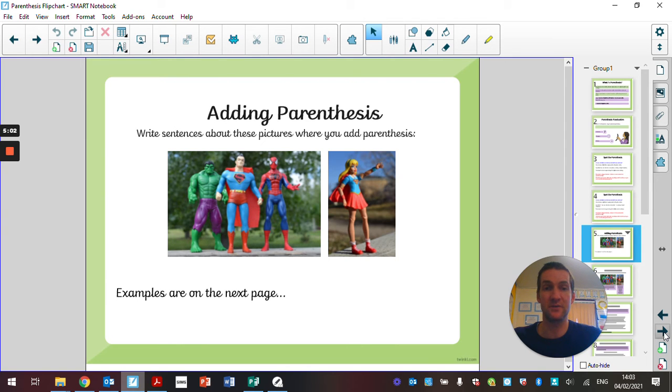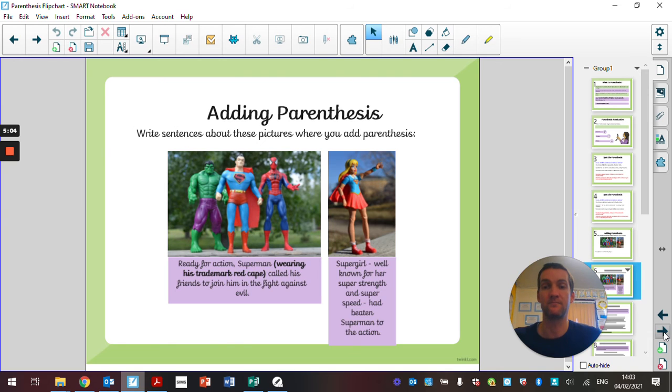So let's have a look at what I came up with. Ready for action, Superman, the parenthesis bit, wearing his trademark red cap, called his friends to join him in the fight against the evil. Right, so the parenthesis part is just adding information about him wearing a particular thing. Now, if I got rid of that, wearing his trademark red cap, it still makes sense. Ready for action, Superman called his friends to join him in the fight against evil.